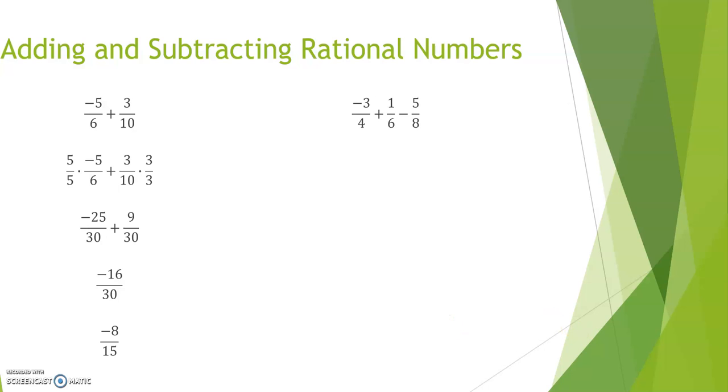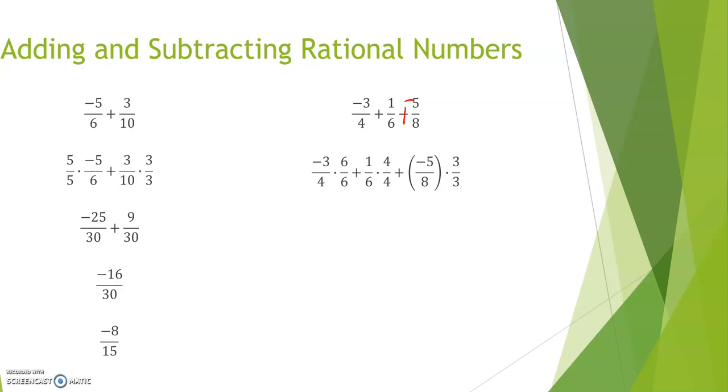Negative 3/4 plus 1/6 minus 5/8. 4, 6, and 8 all multiply evenly into 24. So we're going to multiply our first fraction by 6 over 6, our second fraction by 4 over 4, and our third fraction by 3 over 3. We're also going to change the subtraction to addition and change the sign of our second number in our third fraction.